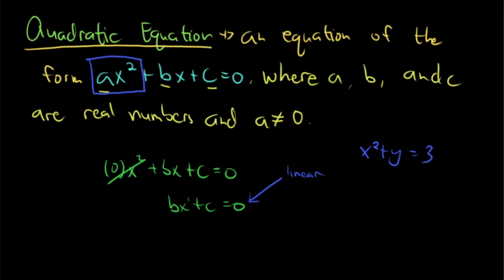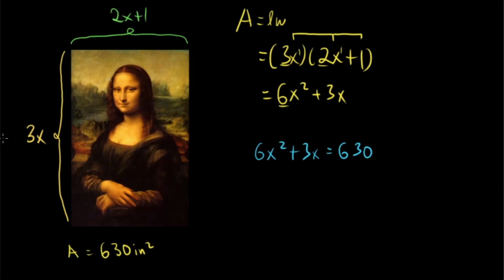Balikan natin yung example natin kanina. So sabi natin, halimbawa ng quadratic equation is 6x squared plus 3x equals 630. From this, you can actually define your a, b, and c.